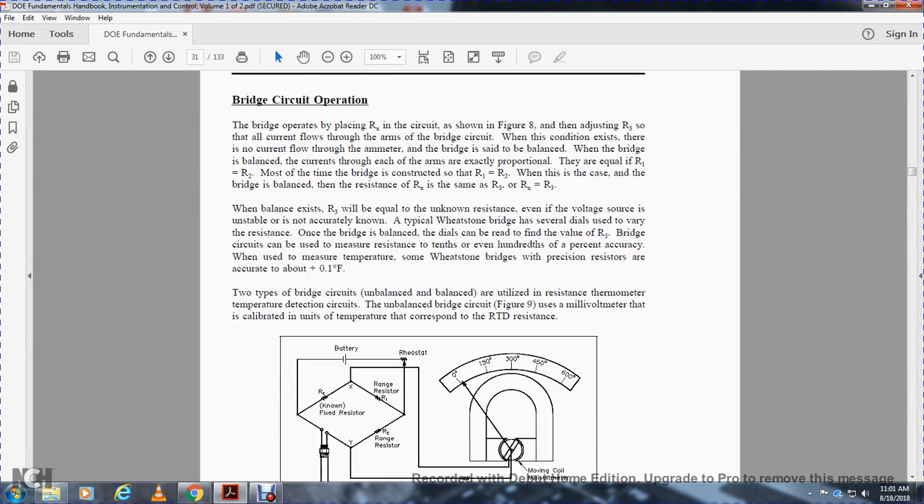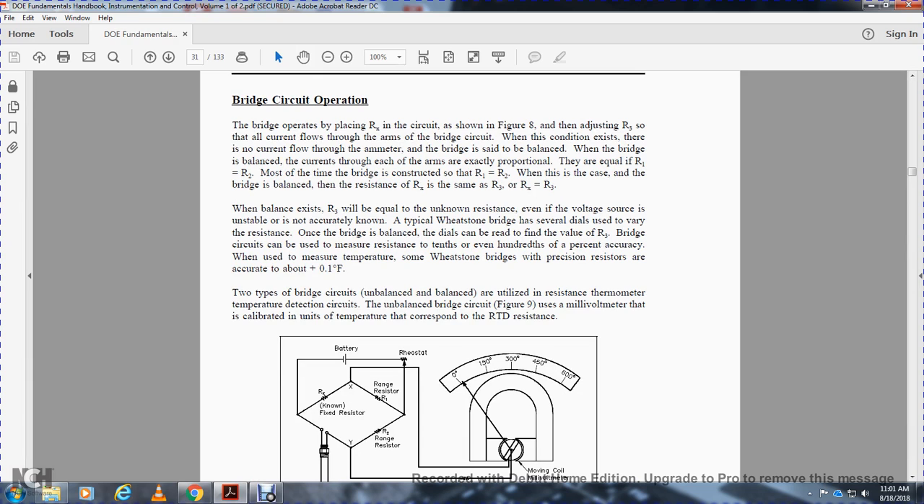Bridge circuit operation. The bridge operates by placing the resistor X in the circuit shown in figure 8 and adjusting resistor 3 until no current flows through the ammeter of the bridge. The bridge is then balanced, with current flowing through each of the arms exactly proportional to each of the resistors, resistor 1 and resistor 2.